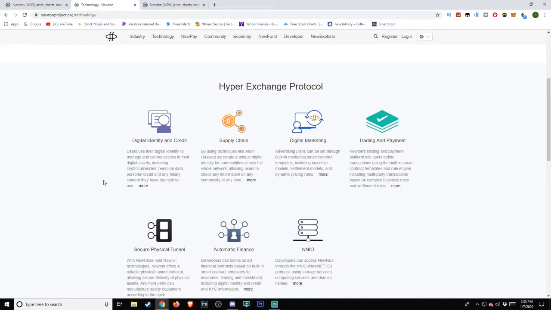HyperExchange protocol. Digital identity and credit. Users use their digital identity to manage and control access to their digital assets, including cryptocurrencies, personal data, personal credit, and any binary content they have the right to use. Supply chain. By using technologies like Atom Hashing, we create a unique digital identity for commodities across the whole network, allowing users to check any information on any commodity at any time. Digital marketing. Advertising plans can be set through built-in marketing smart contract templates, including incentive models, settlement models, and dynamic pricing rules.